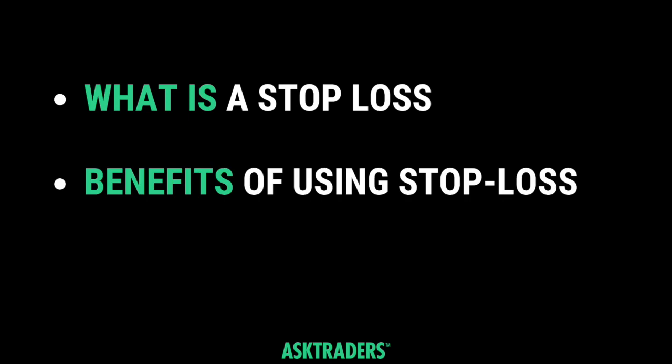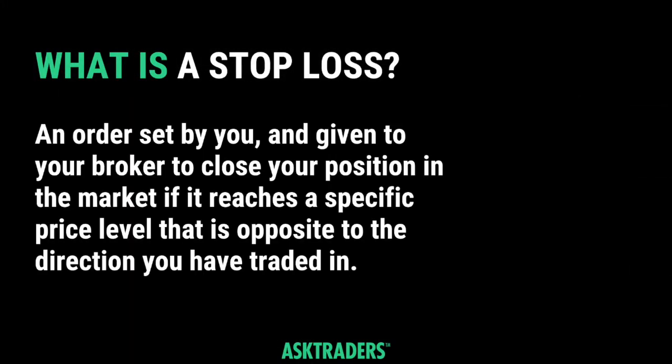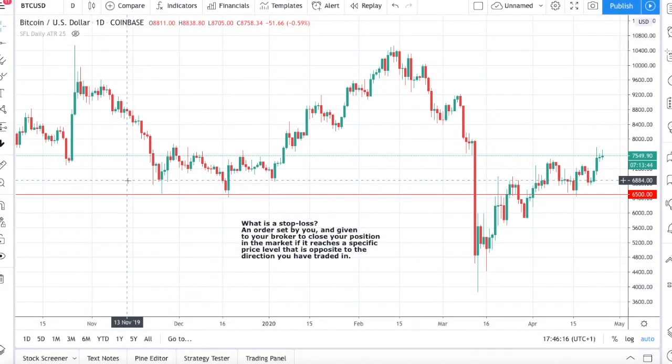Today we're going to go through what a stop loss is, its benefits, and an example of how you would set one with a broker. So what is a stop loss? It's an order set by you and given to your broker to close your position in the market if it reaches a specific price level that is opposite to the direction you have traded in. Let's take a look at an example then.